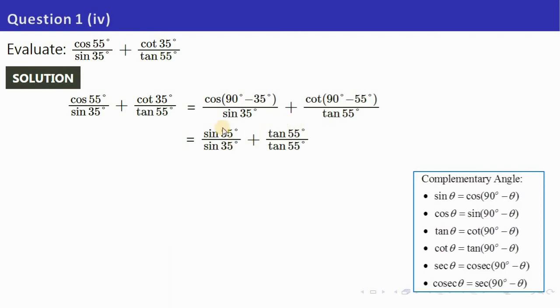Now sin 35 by sin 35 is 1, right? So both of them get cancelled. Tan 55 and tan 55 also get cancelled. So we get 1 plus 1 out here, right? So what is 1 plus 1? 1 plus 1 is 2. So my answer for this will be how much? It will be exactly 2. Alright, so you may pause the video to note down.